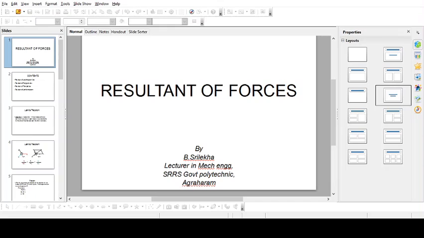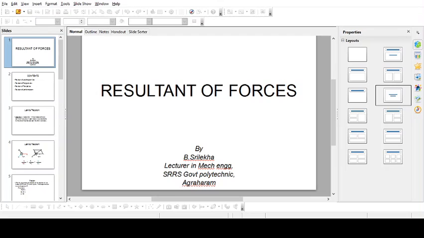It states that if three forces acting at a point are in equilibrium, each force will be proportional to the sine of the angle between the other two forces. Once again, it is very simple. If three forces acting at a point are in equilibrium, then each force will be proportional to the sine of the angle between the other two forces.